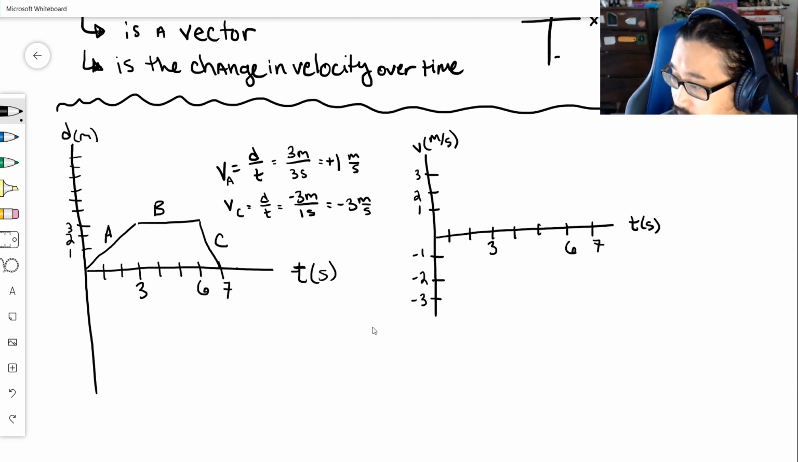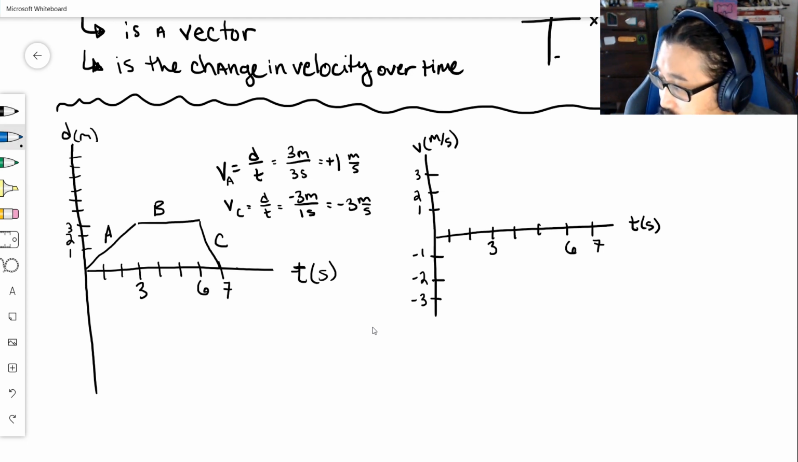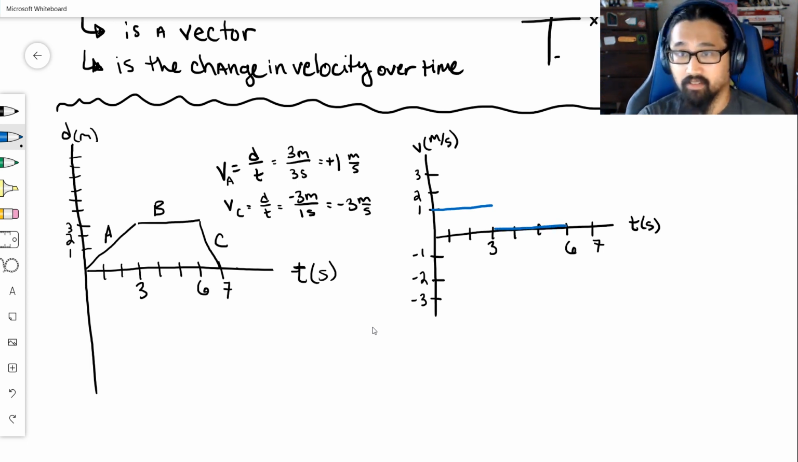So, for the first section, we said that it was +1 meters per second. So that would be, right, and you know what? I can do this. So, we're here. We are going 1 meter per second for 3 seconds. Then, for 3 seconds, we are still, which means that for 3 seconds, from 3 seconds to 6 seconds, we are right on the x-axis. Think about that for a second. The x-axis is 0. So it only makes sense that for that time period, we have a velocity of 0. We are not moving.